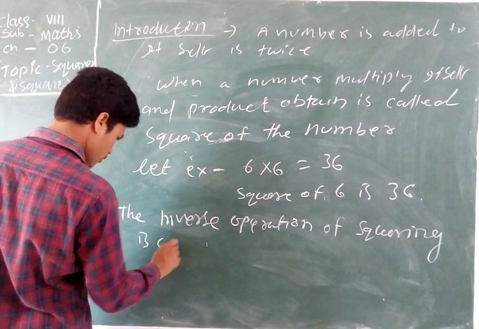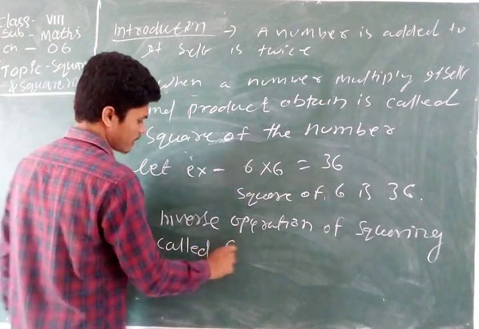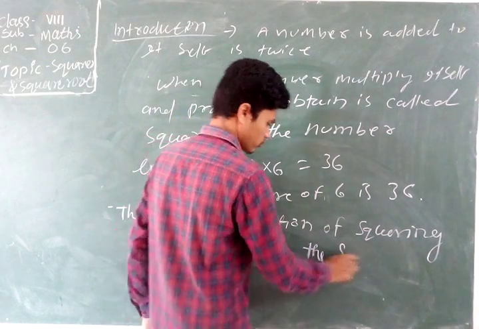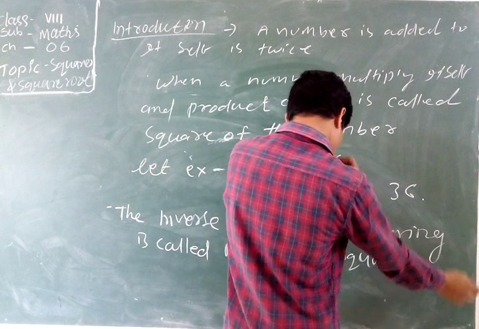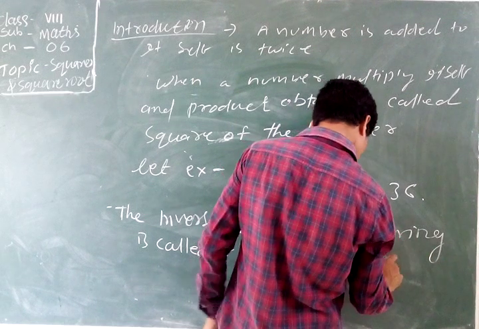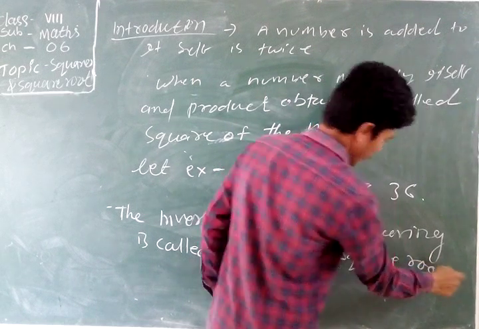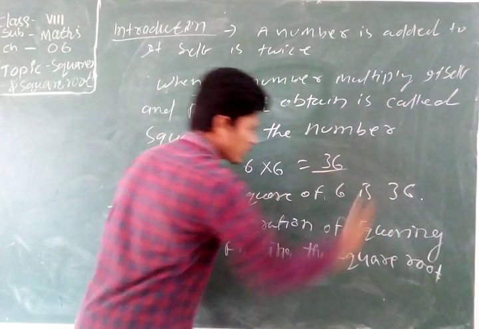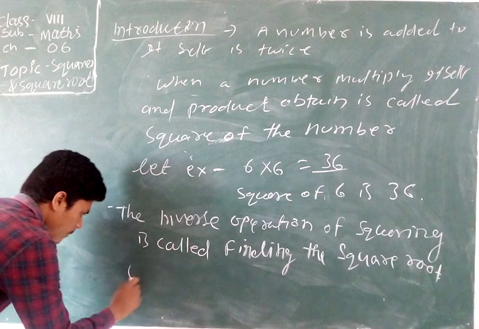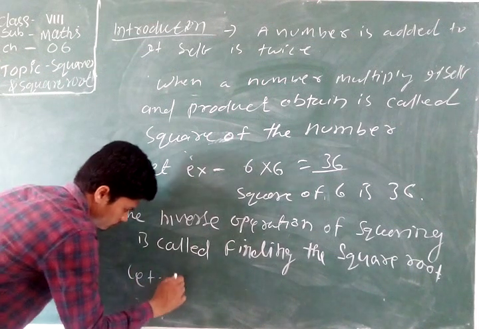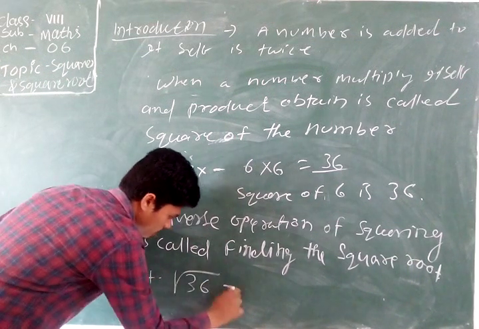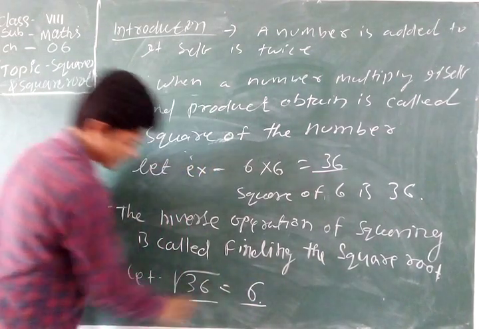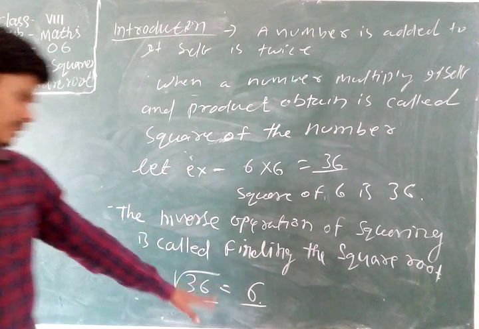How do we write the square root? Let us take an example. Suppose this is the squaring. The square of 6 is 36. That means the square root of 36 is what? The square root of 36 is 6.